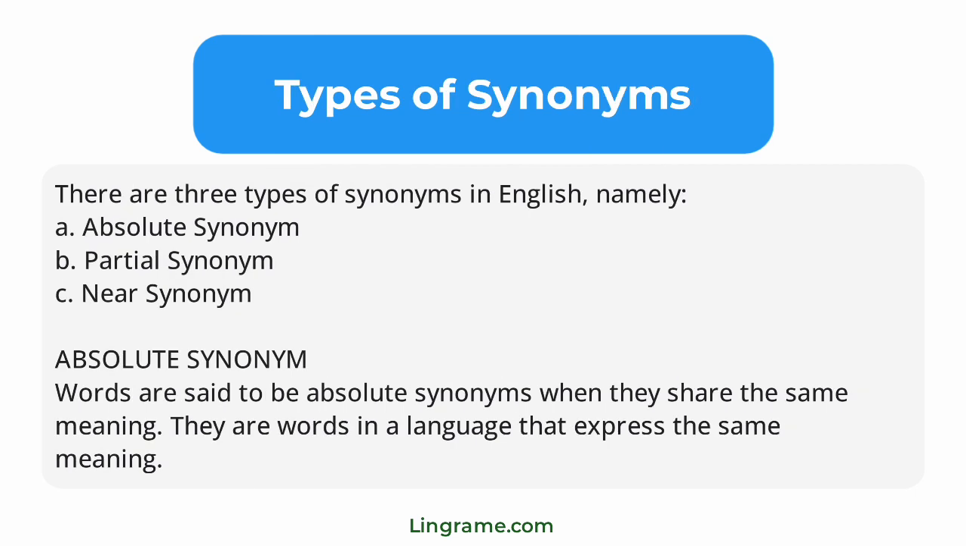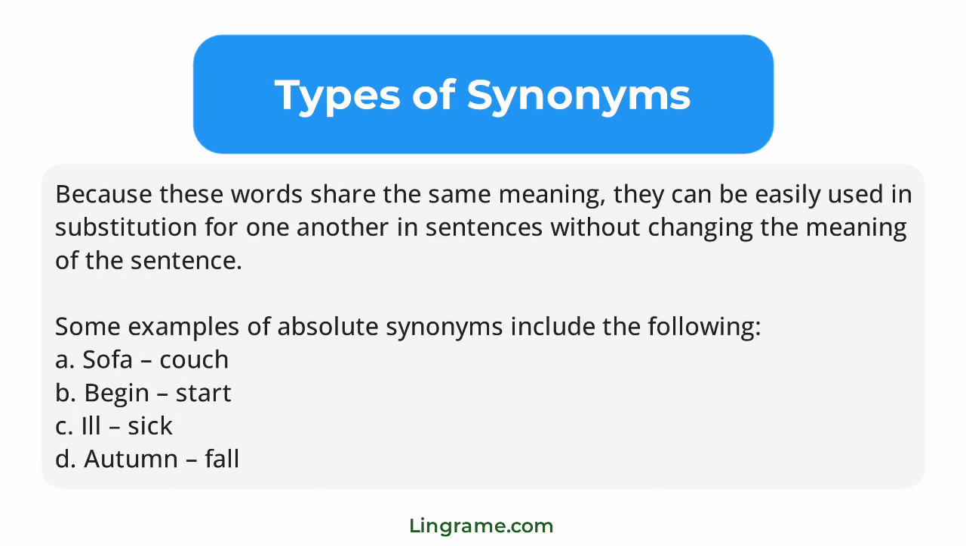Types of synonyms. There are three types of synonyms in English, namely absolute synonym, partial synonym, and near synonym. Absolute synonym. Words are said to be absolute synonyms when they share the same meaning. They are words in a language that express the same meaning. Because these words share the same meaning, they can be easily used in substitution for one another in sentences, without changing the meaning of the sentence.